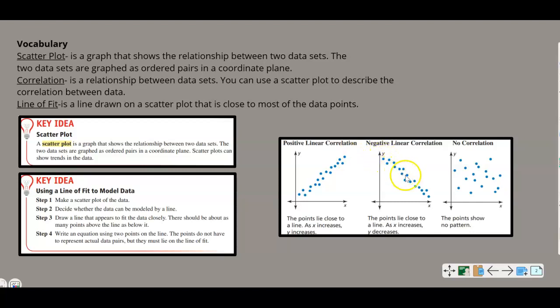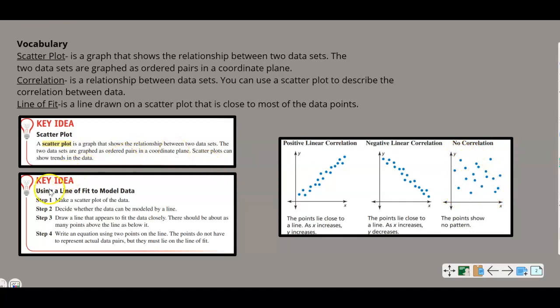This one goes down like a negative slope. So that means as x increases, your y decreases. So that is a negative linear correlation. Just think about the slope when you're talking about positive or negative. And this one has no correlation at all. That means the points have no pattern. They're not close to anything. There is no single line that you could draw anywhere that would represent that data set.